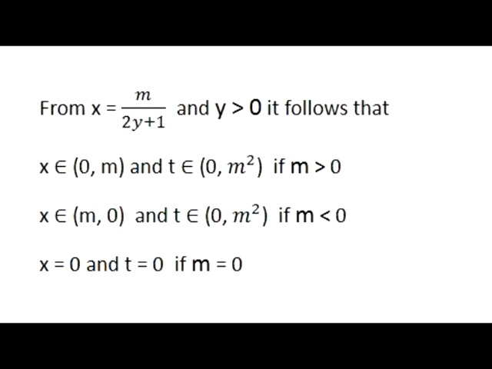If in this formula y equals 0, then x is equal to m. And since y must be positive, x and t variables belong to the intervals shown on this diagram, depending on the sign of m.